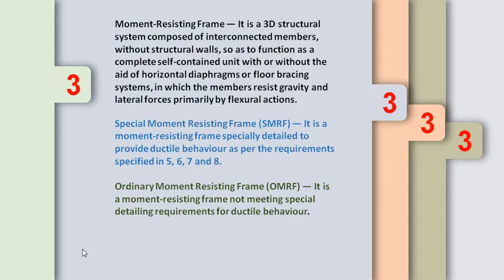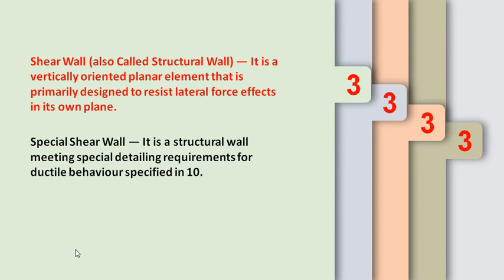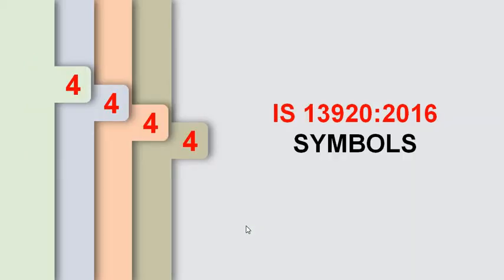Moving to the next part of clause 3, a shear wall is a vertically oriented planar element that is primarily designed to resist lateral force effects in its own plane. Then special shear wall is a structural wall meeting special detailing requirements for ductile behavior specified in clause number 10 of this code. Now moving to clause number 4, that is symbols.